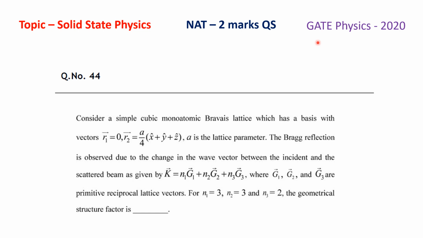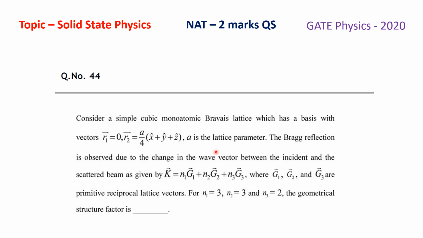This question was asked in the GATE Physics paper 2020. This is a numerical answer type question having 2 marks, and the topic of the question is solid state physics. The question is, consider a simple cubic monatomic Bravais lattice which has a basis with vectors r1 vector equals to 0 and the second basis r2 vector is a by 4 times x cap plus y cap plus z cap, where a is the lattice parameter.